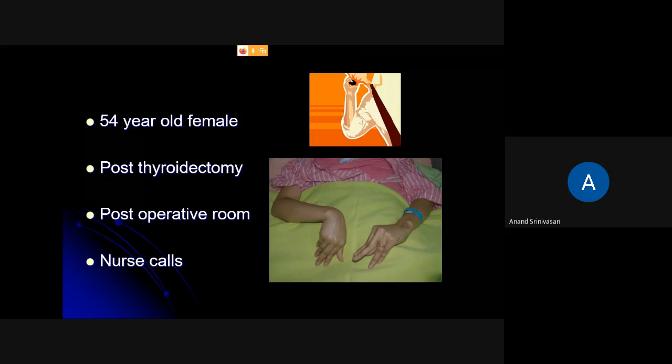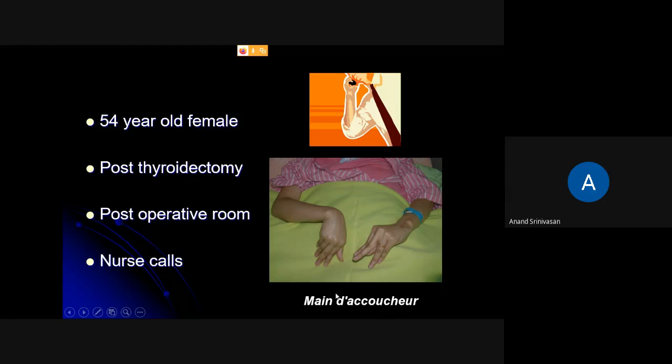Can you see any abnormality in this picture? Here you can see the hand. It's flexed near the wrist and then extended near the fingers. This is called main d'accoucheur. It's a French name, main d'accoucheur.